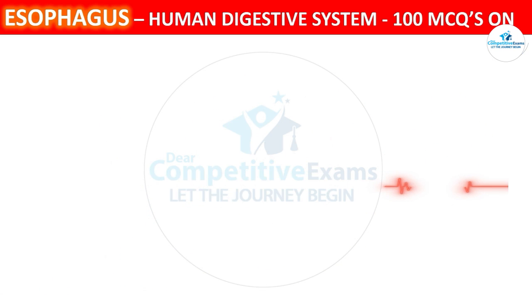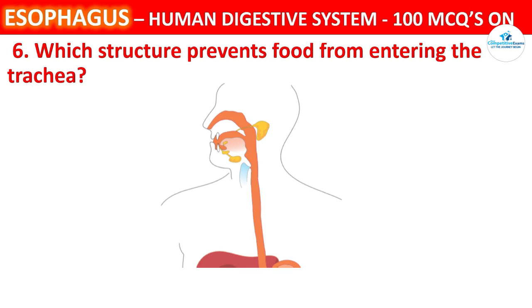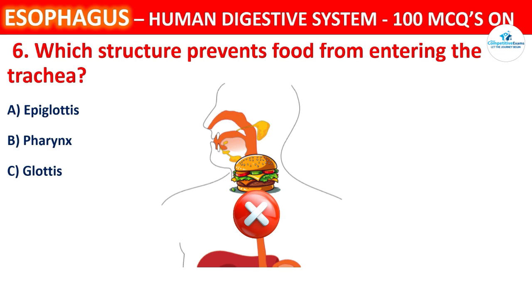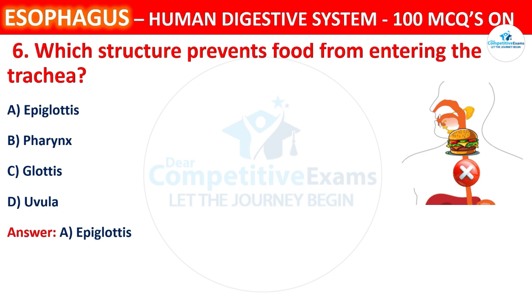Let's continue. Question number 6. Which structure prevents food from entering the trachea? Your options are epiglottis, pharynx, glottis, or uvula. The correct answer is A, that is epiglottis.